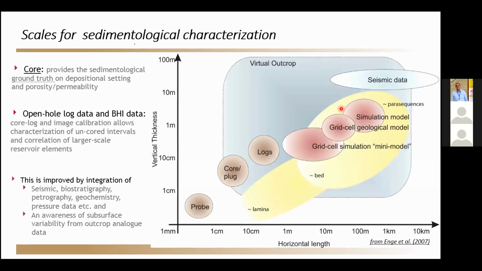At this stage, I need to know what the scales of sedimentological characteristics are. I have many data. I have a core, I have logs, I have an image, a pore-scale image. What are the scales of these sedimentological characteristics?